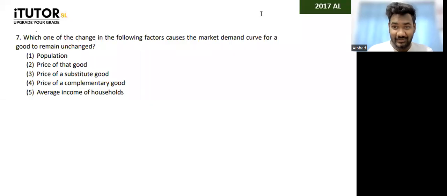Okay, we'll start with the 2017 paper and get going. We'll see if we can finish 2017 and 18 both, but at least if we can finish 2017, that's all right.